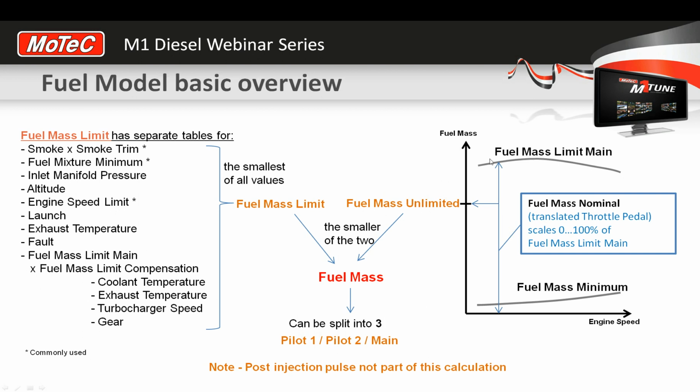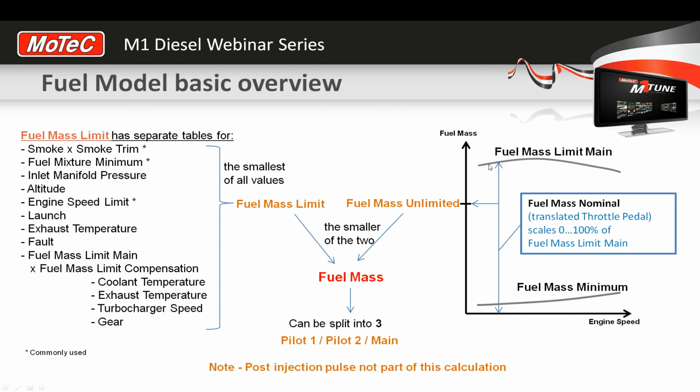So we define a table. It's actually only a 2D table, and we'll show you what that looks like in a few slides, of what the fuel mass limit is. This table is called the fuel mass limit main, and what this means is no matter what happens anywhere in the calculations, anywhere in the ECU, you will never ever get any more than the number in this table. So this is the maximum amount of fuel mass that will ever be delivered, and that can only ever happen if all of these other tables don't have a smaller number in them.